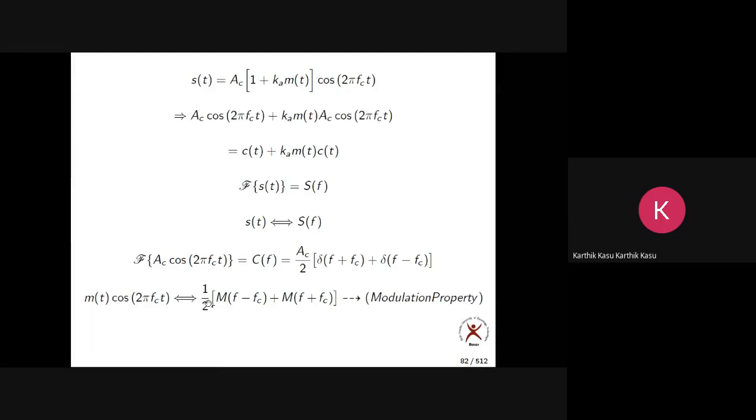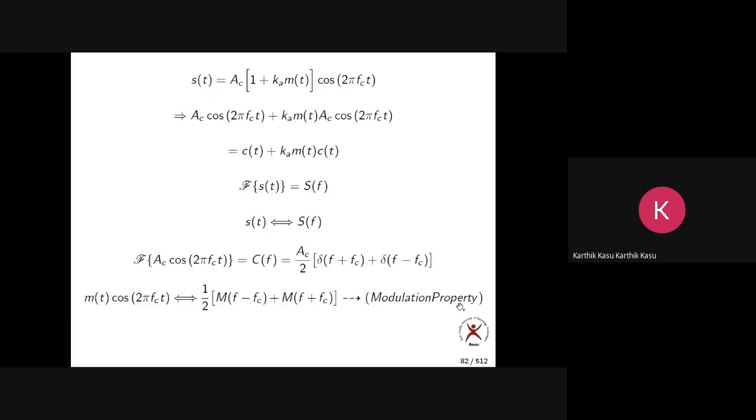So let us go to slide number 82. Now this property is called the modulation property. When you multiply m of t with a cos theta, you get a shifted version of the spectrum. I told you in the first class also: if you multiply the message with the carrier, that is called modulation. Am I clear or not? So that's why it is called the modulation property.